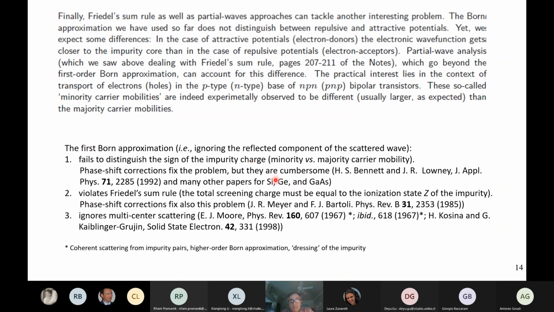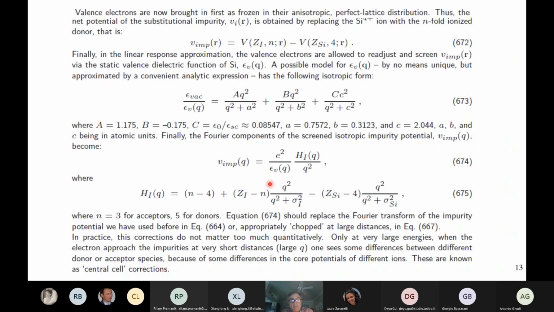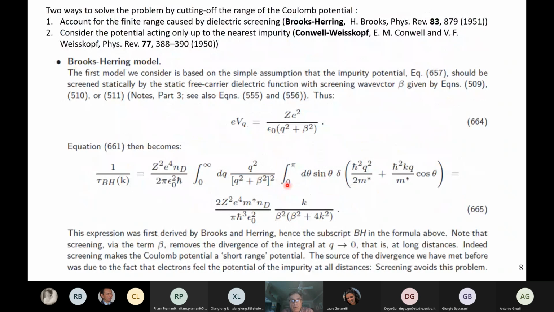So the typical models that we will be dealing with also in the future are the Cornwall-Weisskopf and the Brooks-Haring model. Again, the Brooks-Haring gives you a scattering rate, which I list here, which is proportional to the density of states via the effective mass, proportional, of course, to the density of the impurities, and has an energy dependence which at large energy decreases with the square root of the energy. So hot electrons do not feel the effect of impurity as much as cold electrons or near equilibrium.